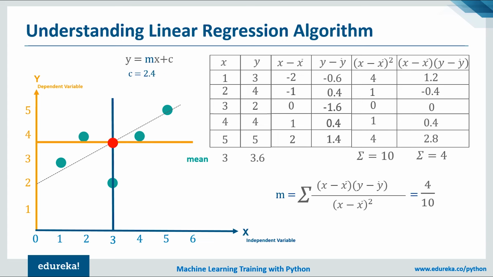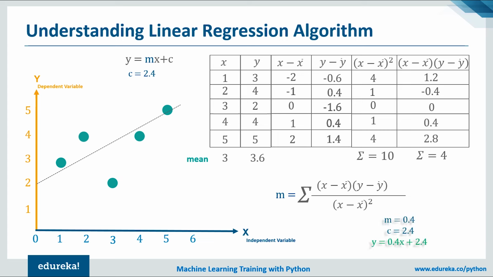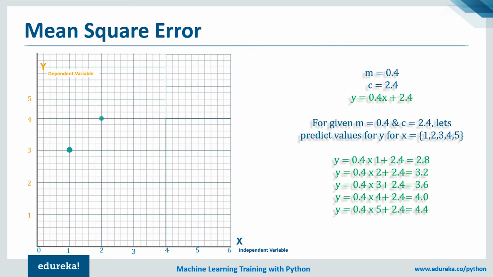Alright, so we had m equals 0.4 and c as 2.4, and when we finally calculate the equation of the regression line, we get y equals 0.4 times x plus 2.4. So this is the regression line. Alright, so this is how you plot your points. This is your actual point. Now for given m equals 0.4 and c equals 2.4, let's predict the value of y for x equals 1, 2, 3, 4 and 5.